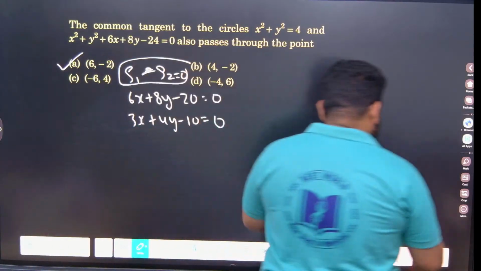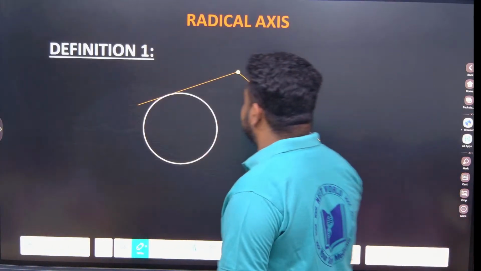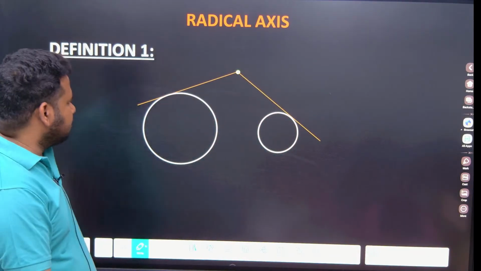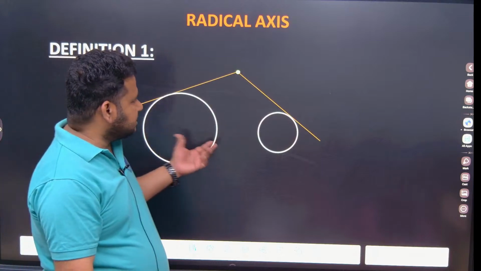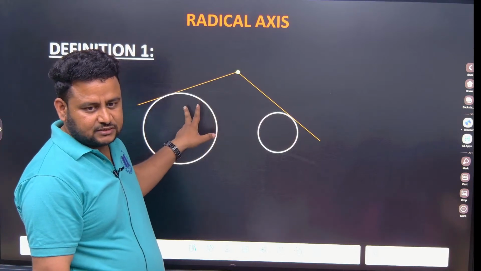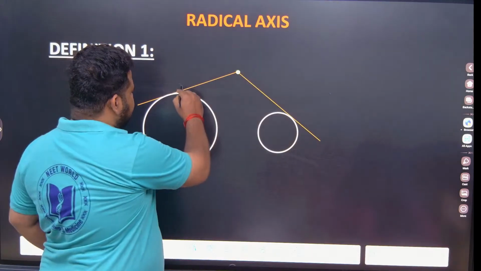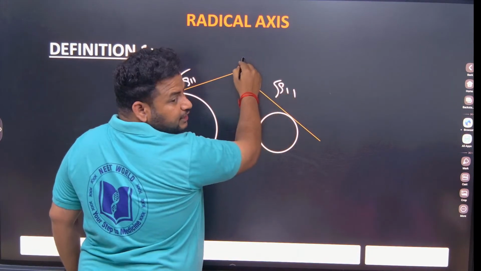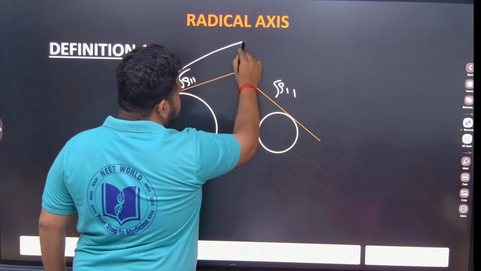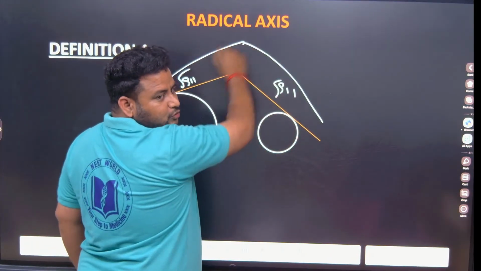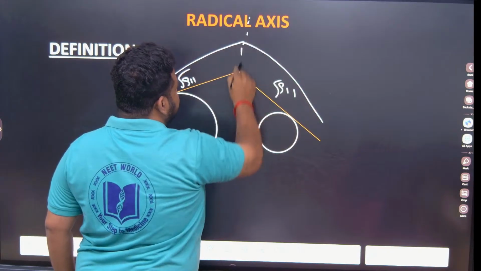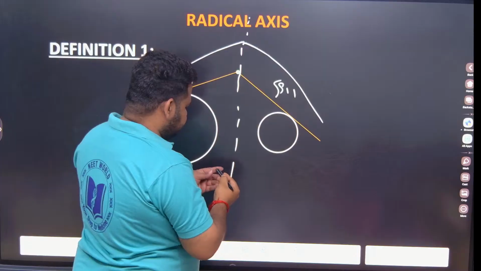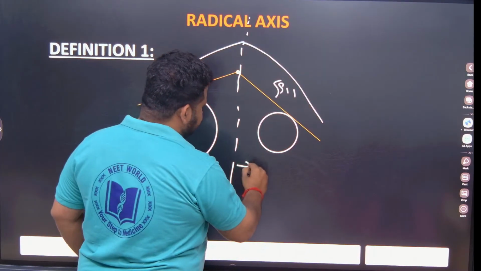Okay. Now let us go to the next concept, that is radical axis. What is this radical axis? What is this radical center? We will discuss. Now see here, two circles are given. From a point, if you are drawing the tangents, these two tangents should be equal, square root of S11 and square root of S11. Similarly, if I take another point and draw equal tangents, if I keep on doing this, I will get a line here. This line is called the radical axis.